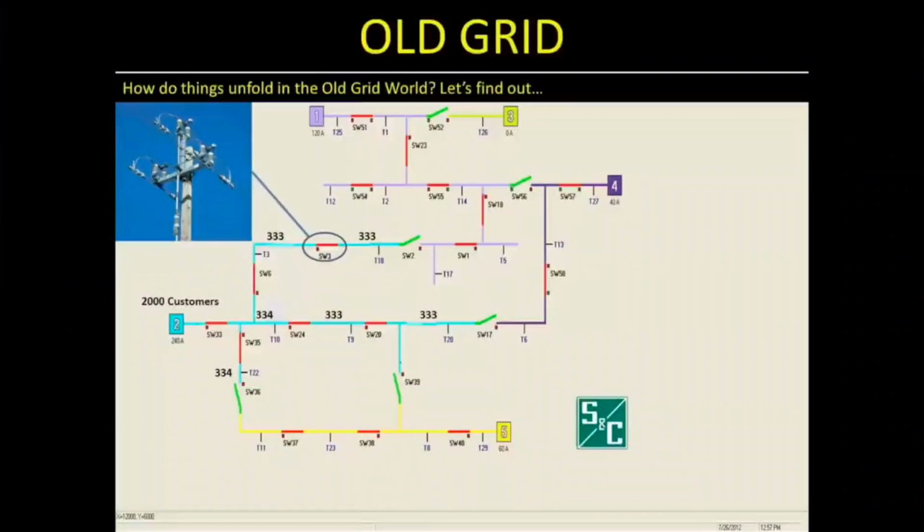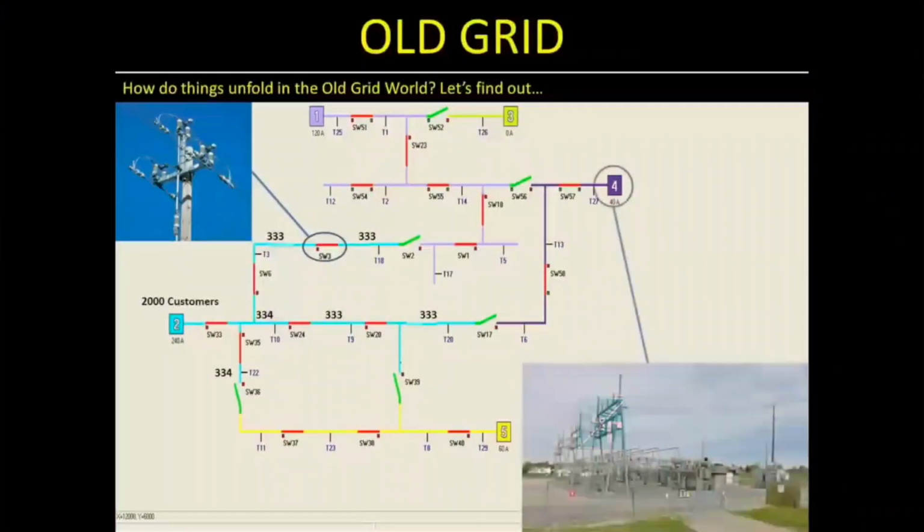Now you'll notice that some of these devices are shown on the diagram as closed and colored red, while others are open and shown in green. Now this system includes 5 substations that provide power to the main feeders. Each feeder is color-coded to match the color of the substation from which it's drawing power.